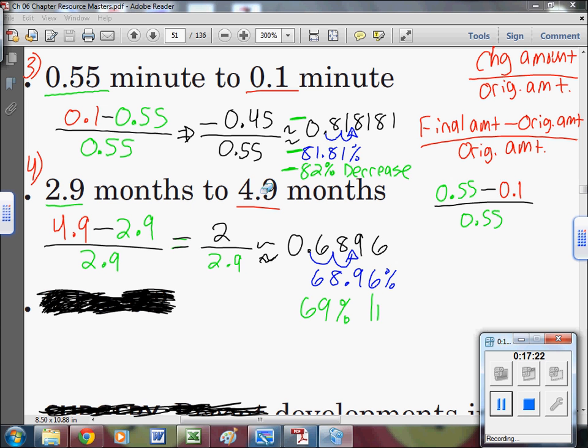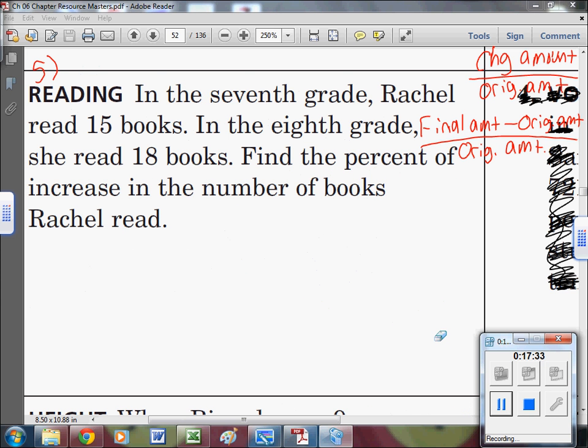And we know it was increased because it went from 2.9 to 4.9. So we're going to say 69% increase. And that's the core of that problem. So take a moment to check yourself. Then we're going to do maybe 2 more examples, but definitely 1 word problem.